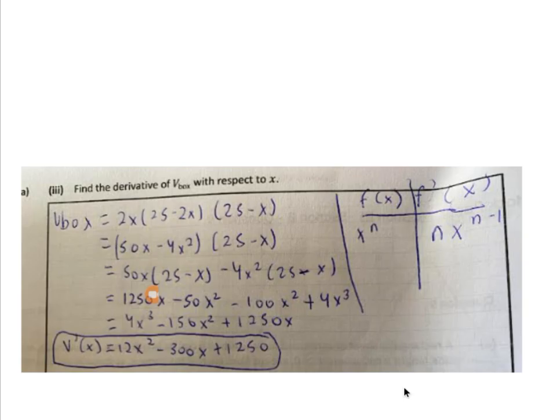We usually write each expression with the highest order of x first, so we'll write 4x cubed at the beginning. We can simplify minus 50x squared minus 100x squared to give minus 150x squared. Lastly, we have plus 1250x. Therefore, the volume of the box fully simplified is 4x cubed minus 150x squared plus 1250x. We now have to find the derivative of this.